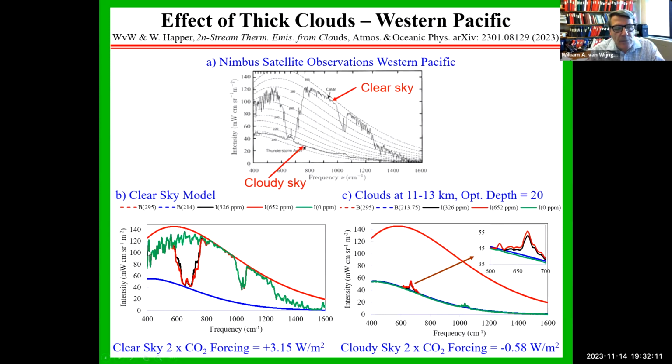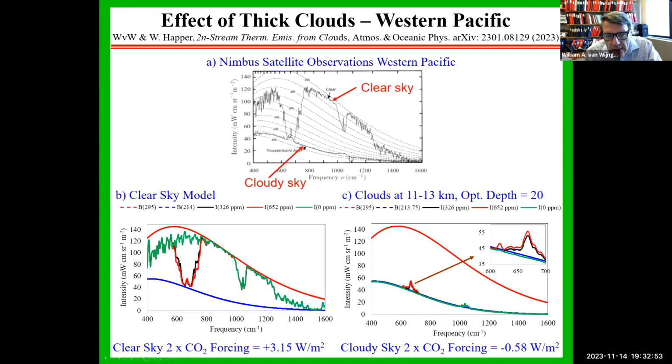So here the black curve is when we consider a standard atmosphere. A red curve is when we double the CO2, and the green curve when we set the CO2 to 0. So the difference between the red curve and the black curve, this gives our forcing, and this turns out to be about 3.15 watts per square meter. This is a little higher than the 3.0 watts per square meter we found for a mid-latitude region. Now, when we consider the Western Pacific, we had to consider a tropical temperature profile. It's a bit warmer, and that's why we get a slightly larger forcing.